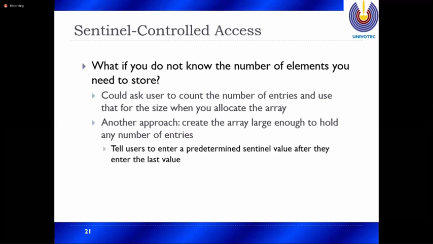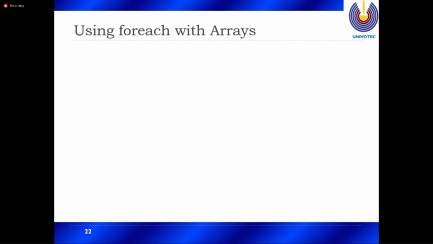Tell the user to enter a predetermined sentinel value after they enter the last value. In the repetition we are using the while loop. That is the sentinel value, after which you can stop, because sometimes we don't know how many elements we are going to enter. A sentinel value is an extreme or dummy value used to stop. Next, using foreach with the array.